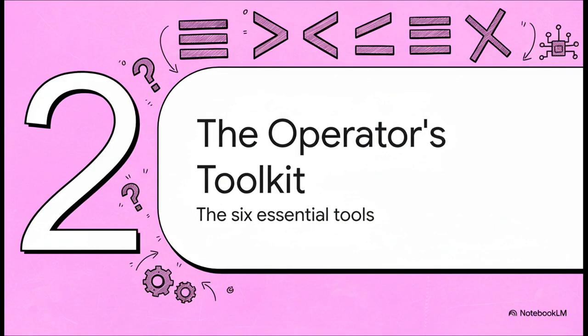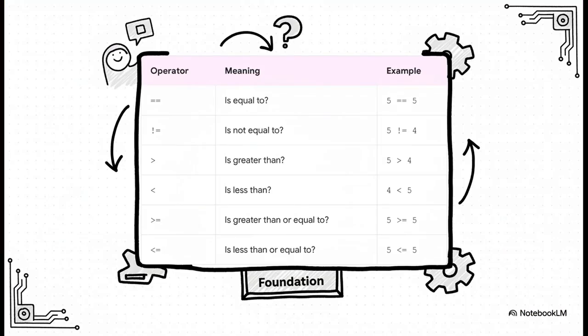So what tools does our bouncer actually use to ask these questions? Well, it has a very specific toolkit, a set of 6 symbols that we call comparison operators. Let's get to know them. And what's amazing is how simple these really are. The double equal sign, that's just asking, hey, are these two things exactly the same? The exclamation point with the equals, that's asking, are these two things different? And then you've got your classics, greater than, less than, and their cousins, greater than or equal to, and less than or equal to. That's it. These 6 little symbols are the foundation for every decision a program can make.